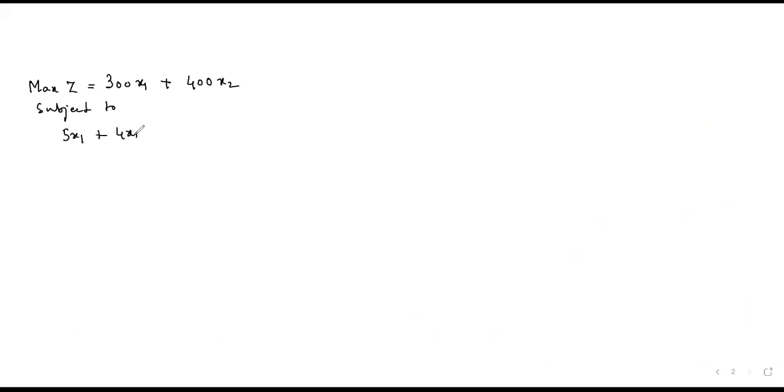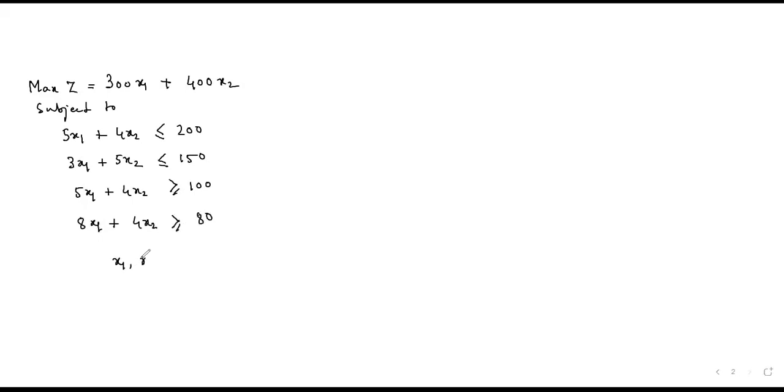5x1 plus 4x2 less than or equal to 200. 3x1 plus 5x2 less than or equal to 150. 5x1 plus 4x2 greater than or equal to 100. 8x1 plus 4x2 greater than or equal to 80. x1, x2 greater than or equal to 0. So this is the solution, and this is the required linear programming problem.